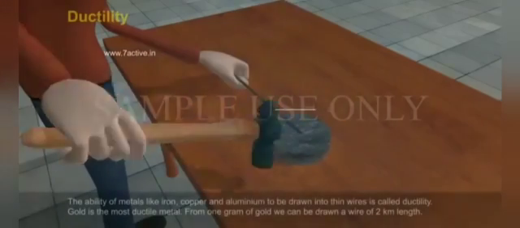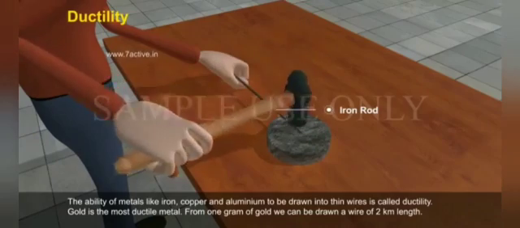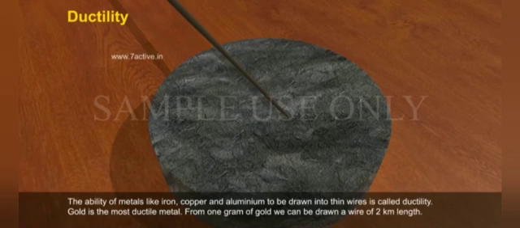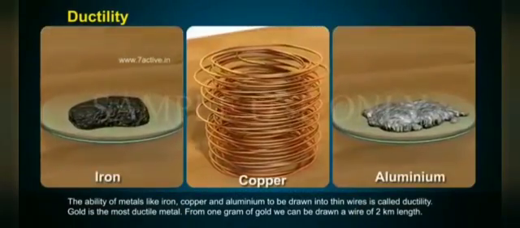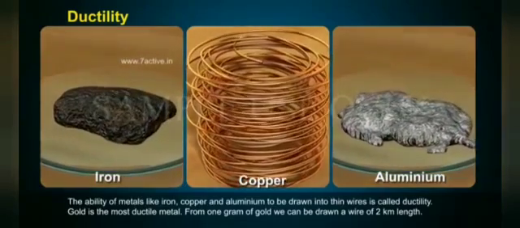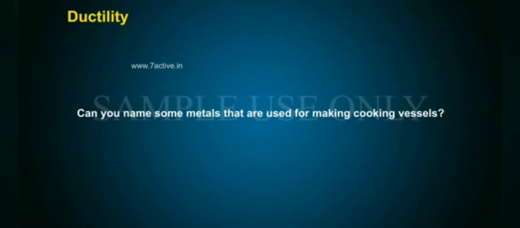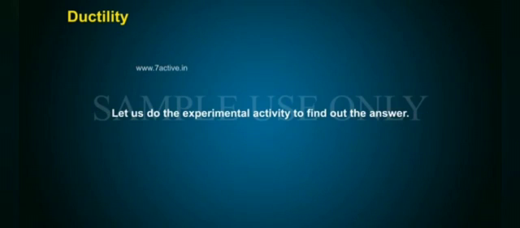Ductility. The ability of metals like iron, copper and aluminium to be drawn into thin wires is called ductility. Gold is the most ductile metal. For 1 gram of gold, we can draw a wire of 2 kilometer length. Can you name some metals that are used for making cooking vessels? Let us do the experimental activity to find out the answer.